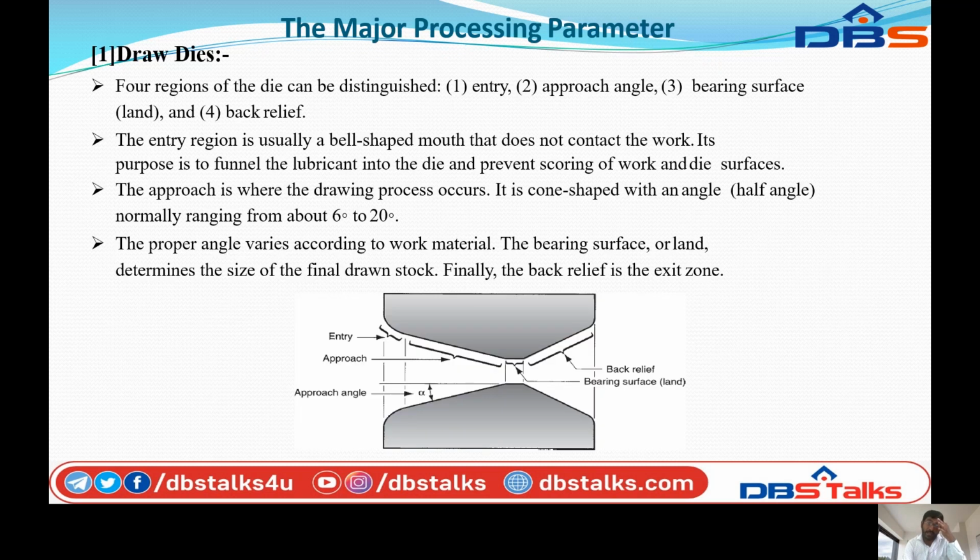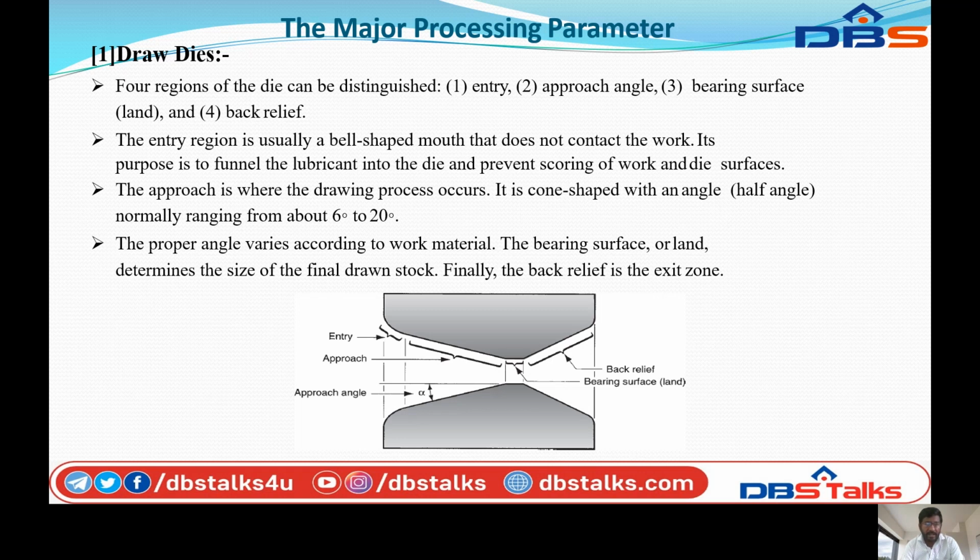The major processing parameters. So what are the major processing parameters? Draw dies. Four regions of the die can be distinguished. So the first one is the entry, approach angle, bearing size. So the bearing means land, and back relief. So you can see the figure. So this is the draw die.